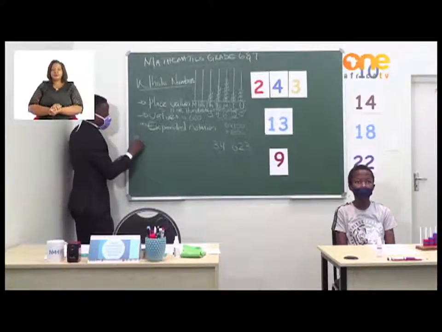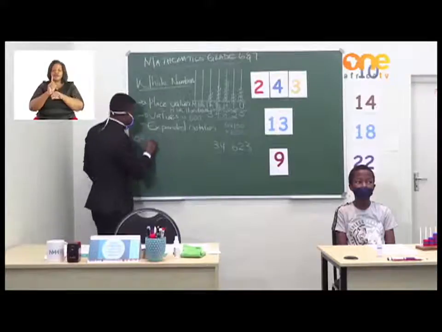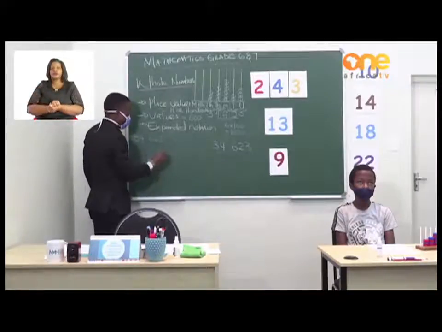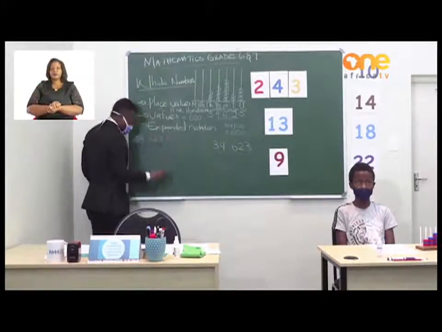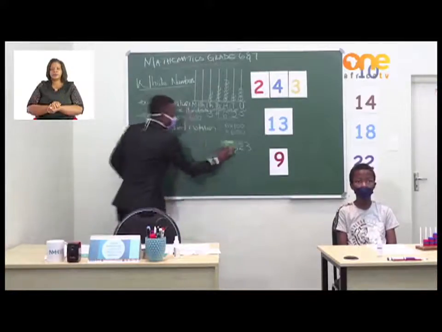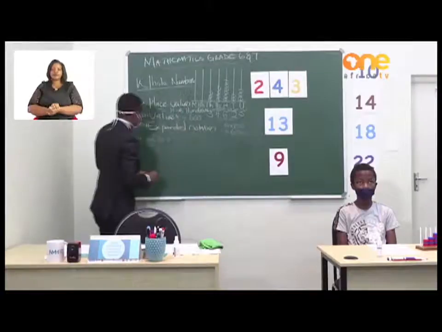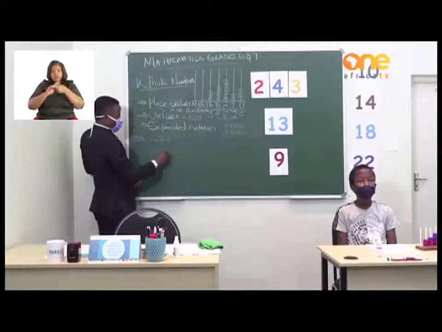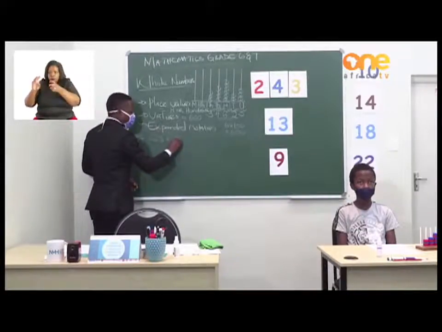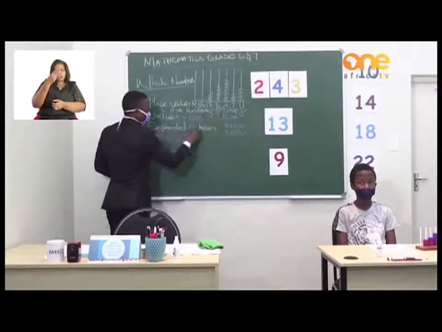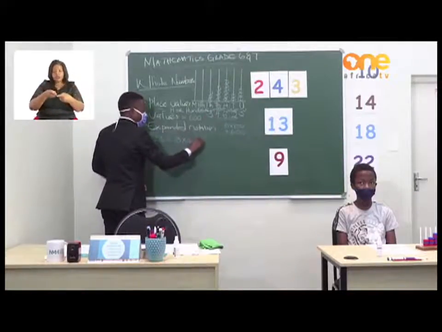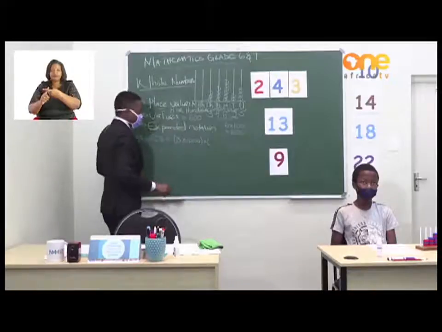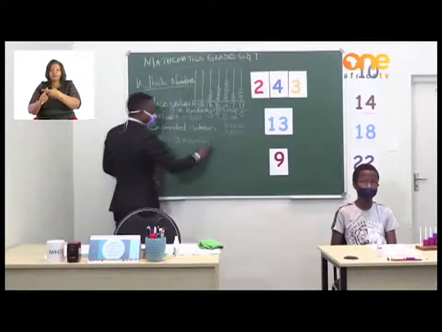I'll just repeat the number, 34,623. It must give me, we use bracket to separate the operations. So we have 3 times 10,000, and then we have to separate that with plus. You understand the reason of this addition later.